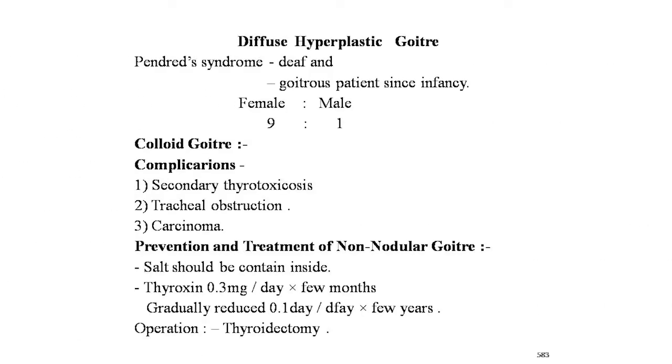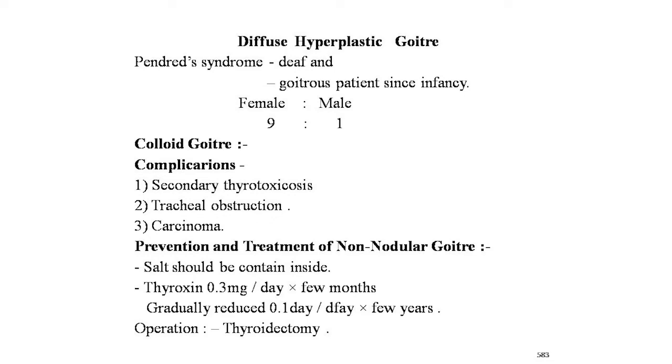Now the next entity is the diffuse hyperplastic goiter. Females are more often affected, in the ratio of 9:1. Pendred syndrome: deaf and goiterous patients since infancy. In the nodular goiter, the patients are usually females in their late 30s and 40s. In colloid goiter, the patients are usually above 25 years of age.